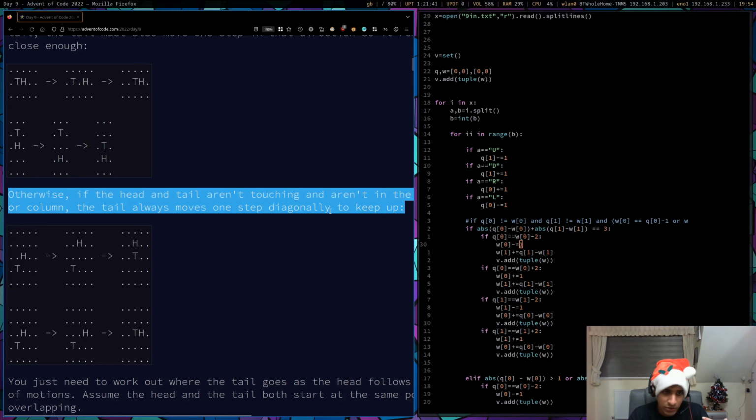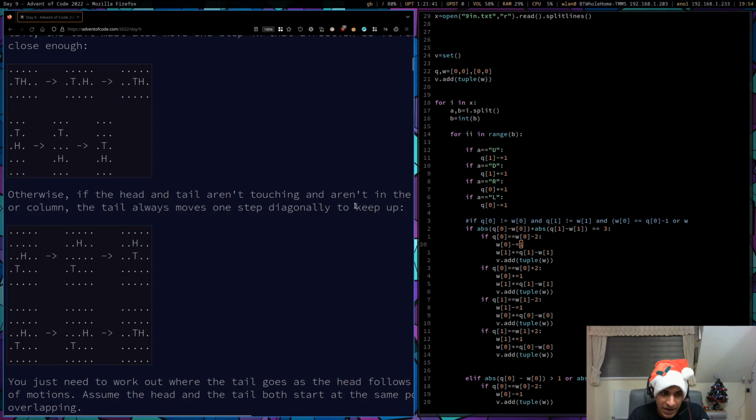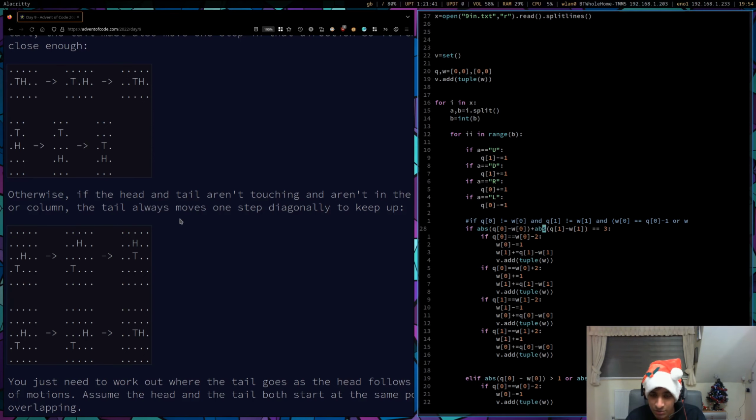If you're in this scenario, you're always going to be a Manhattan distance of 3 away, because you're 2 in one direction and 1 in the other. So I calculate the Manhattan distance here, and if it's equal to 3, then I know I'm in that scenario. I use absolute values here, because Manhattan distance is absolute values, right? It's the difference between the coordinates. If you have a negative coordinate, that doesn't matter, it's just the absolute difference. So this just calculates the difference between x and y.